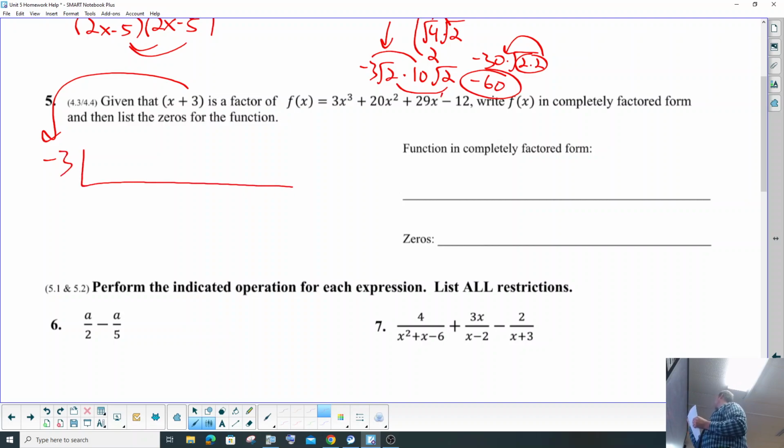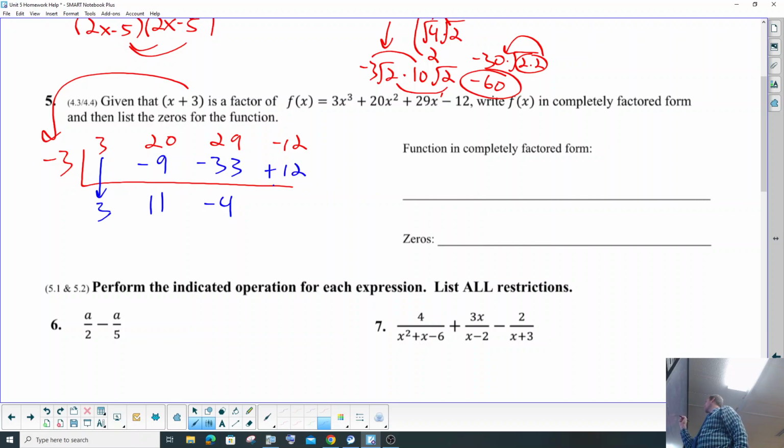3, 2, 1, 0. So we got 3, 20, 29, and negative 12. So we bring down the 3. So negative 3 times 3 is negative 9. 20 minus 9 is 11. Negative 3 times 11 is negative 33. And then that's going to be a negative 4. And negative 3 times negative 4 is a positive 12. We got it. So yes, it is a factor.